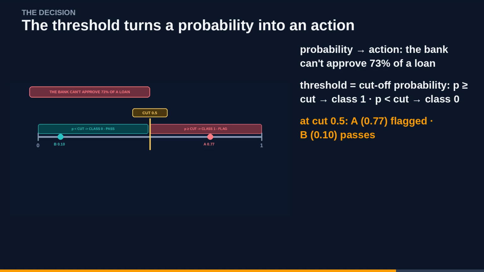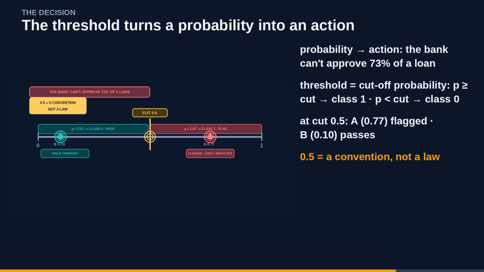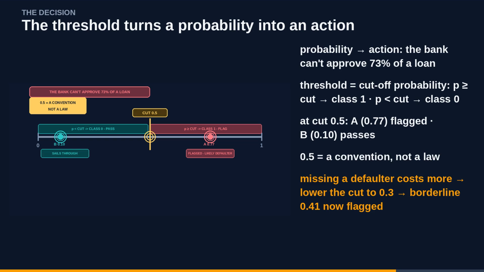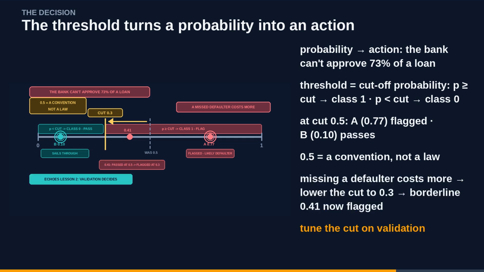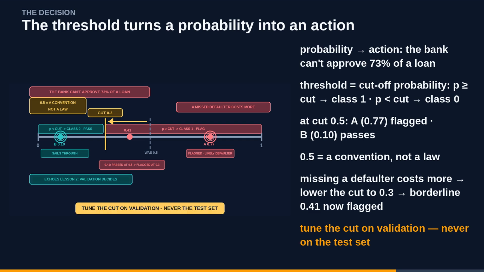At the common default cut of 0.5, applicant A at 0.77 is flagged as a likely defaulter, and applicant B at 0.10 sails through. But 0.5 is a convention, not a law. Suppose missing a defaulter costs the bank far more than annoying a safe applicant with extra checks. Then lower the cut, say to 0.3, and a borderline applicant at 0.41, who passed a moment ago, now gets flagged for review. One last rule, and it echoes lesson 2: tune that choice on validation data, never on the final test set.